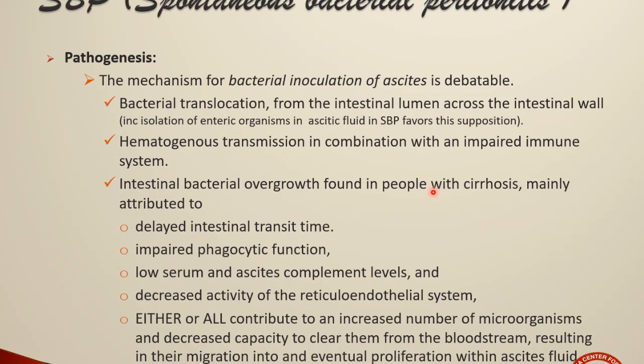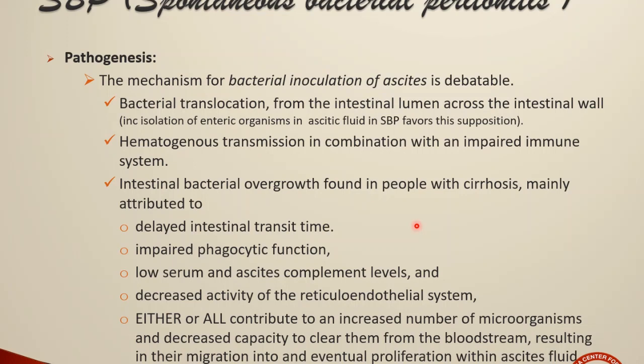Now, the pathogenesis of spontaneous bacterial peritonitis: the mechanism for bacterial inoculation of ascites is debatable. After all, how does the bacteria reach there? It has to be translocation, but remember the wall is not increasingly permeable, nor has there been a breach. So, from the intestinal lumen into the ascites, that is occurring. And how do we know that? Because there is increased isolation of enteric organisms in the ascitic fluid in spontaneous bacterial peritonitis. That is clear. So there has been translocation.